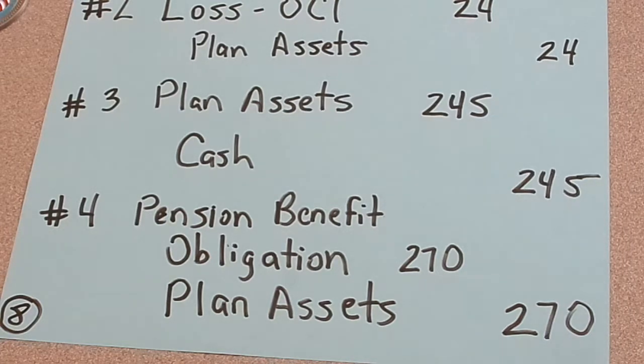Finally, we learned that benefit payments to retirees was $270,000. So we debited pension benefit obligation and we credited plan assets, both for $270,000. At this point, we've completed the exercise.